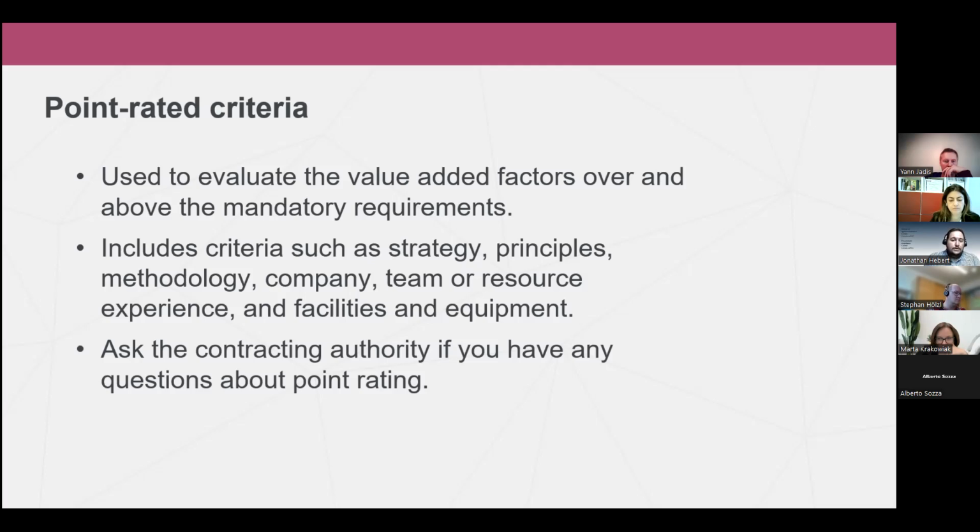Point rated criteria are used to evaluate various elements of the technical bid. Evaluation teams use point rated criteria to evaluate the value added factors over and above the mandatory requirements. So the value added criteria could include things like the strategy, the organization's principles, their methodology, the company, their team, their experience, facilities that you have, equipment that you use. These are all types of things that could be used over and above the mandatory requirements to give you extra points.